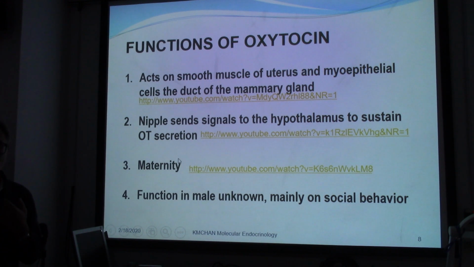One would also ask, what is the function of this hormone in men, because it's also known to function in males, mainly on social behavior. Alright, we are not going to get into the details because this is an area of research in the recent 10 years. Okay, so we'll come back to this later.